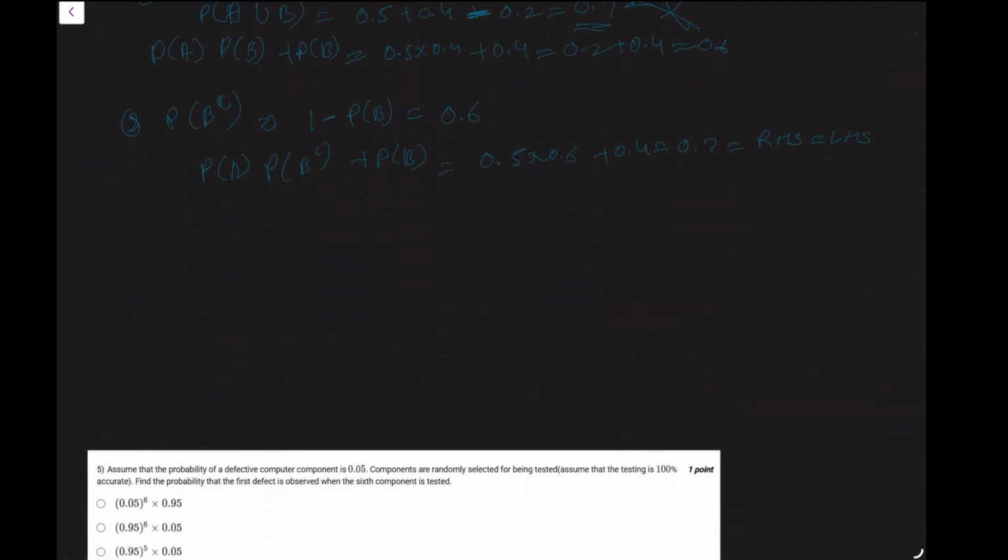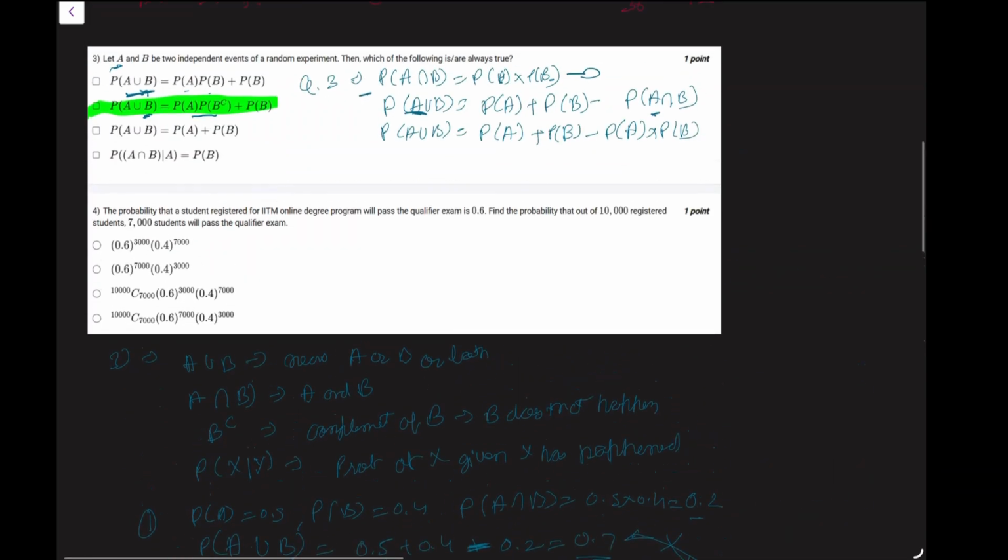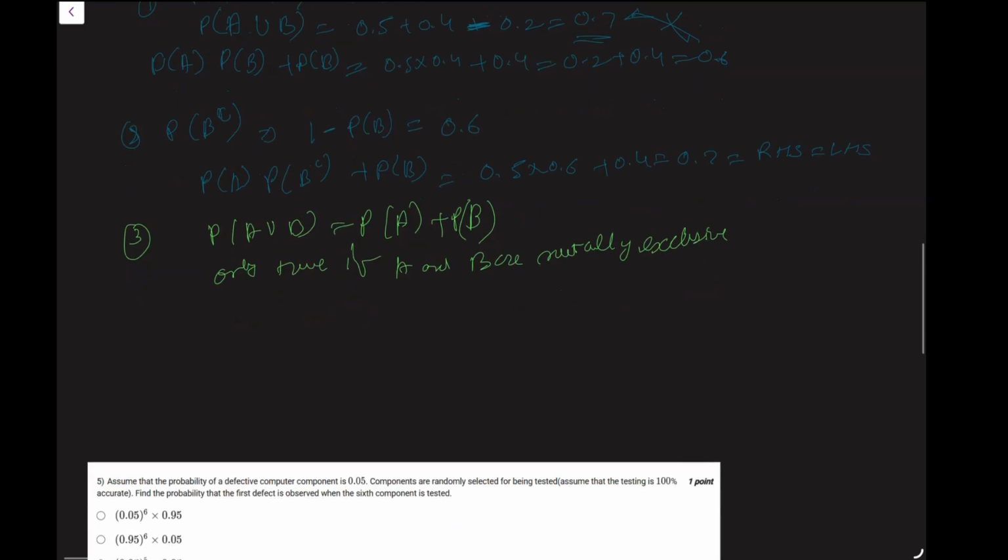Now let's see option number 3. In the last option, option number 3, the formula given is P(A∪B) = P(A) + P(B). Outright, we can say this is false. This would only be true if A and B are mutually exclusive, which means they can't happen together. This is not true if, let's say, we are rolling two dice, which are not mutually exclusive.